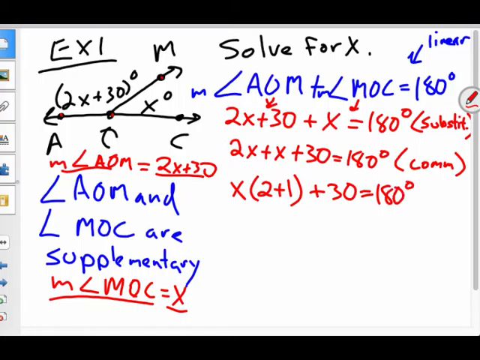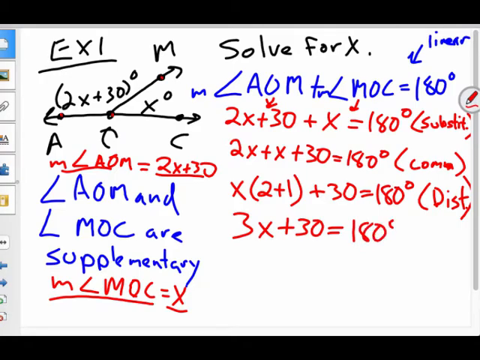Can I do that? Yeah. What property did I just use? Distributive property, very good. So I'm going to say distributive property, in reverse, but distributive property nonetheless. So now what's 2 plus 1? 3. So then I'm going to rewrite it as 3x plus 30 equals 180.